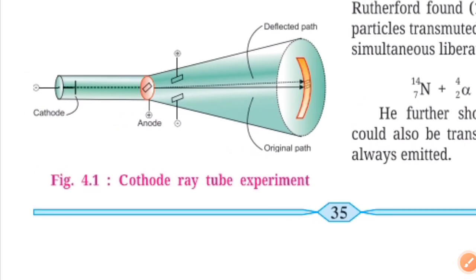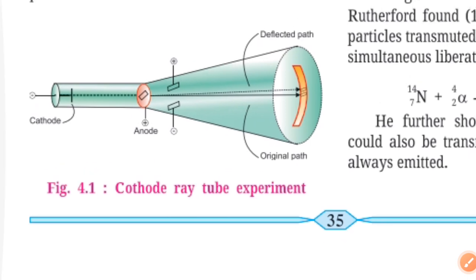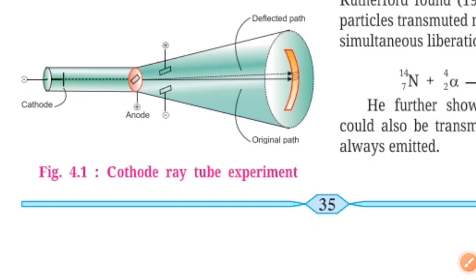This is the cathode ray tube. Cathode, anode, between the metal foil and cathode, deflected path, original path.